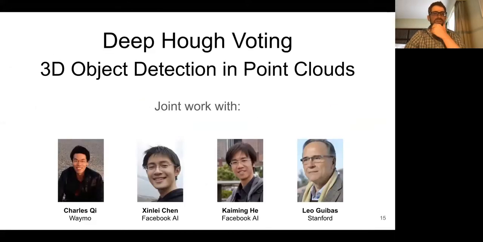Okay, so the first work is called Deep Hough Voting. Don't worry if Hough voting doesn't ring a bell. It's probably been a while since you heard about this. So I'll give a proper kind of a 1-minute reminder of what that is. And this is joint work with some great colleagues like Charles, who's now at Google's Waymo, Qingdei and Kai-Ming from Facebook AI, and my postdoc advisor, Leo Guibas.